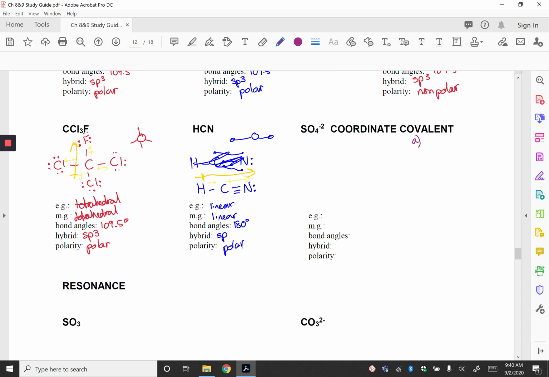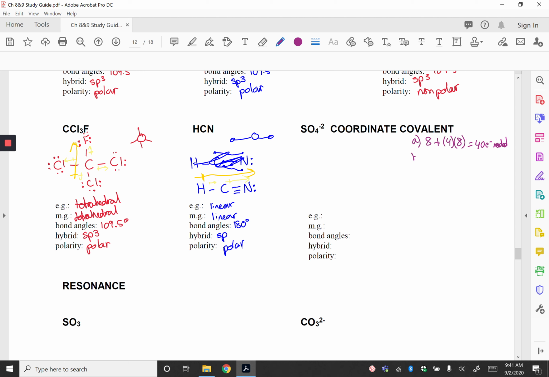Actually, how many valence electrons would everybody need to be stable? So we have a sulfur, it would like an octet. We have 4 oxygens, they each would need an octet. So to make everybody stable, you'd need a total of 40 electrons.